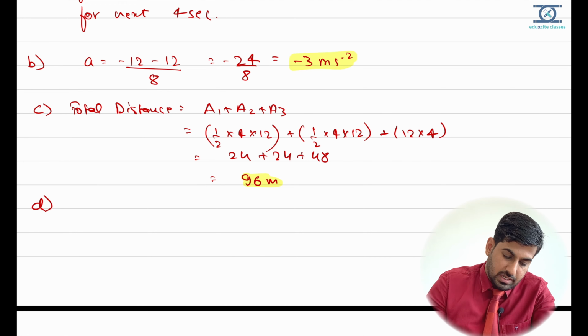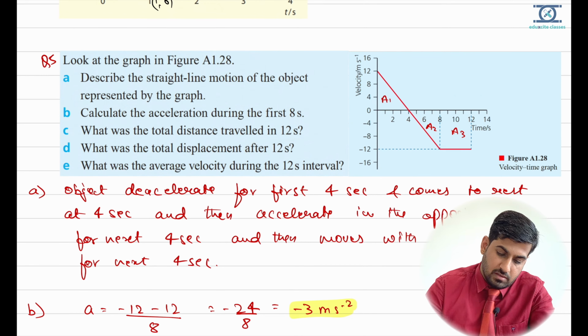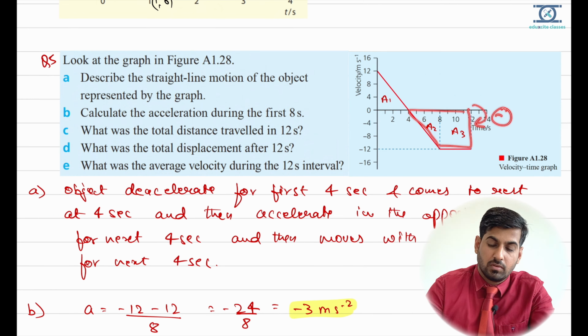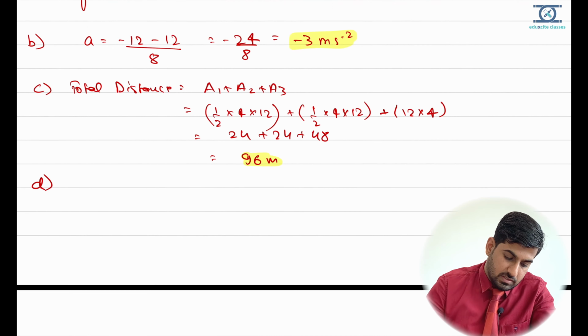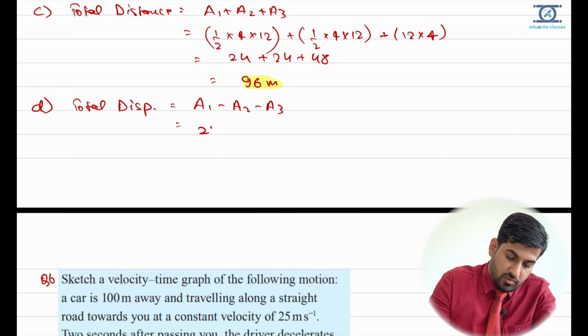Now the D part, again they are saying total displacement after 12 seconds. So from the starting till 12 seconds, what will be the total displacement? So the parts below the x-axis will be negative. Okay, if I ask you in terms of A, the total displacement will be A1 minus A2 minus A3. So it will be 24 minus 24 minus 48. So this and this get cancelled. So the answer is minus 48 meter.